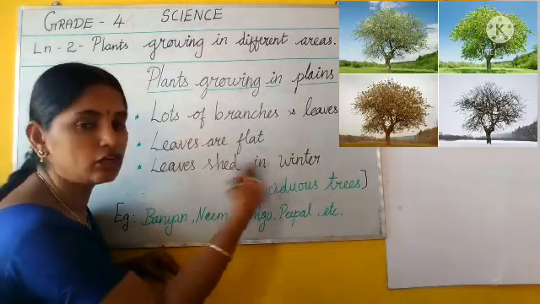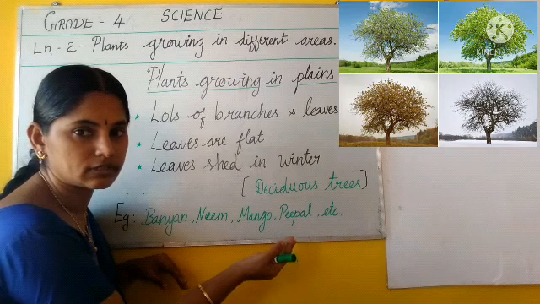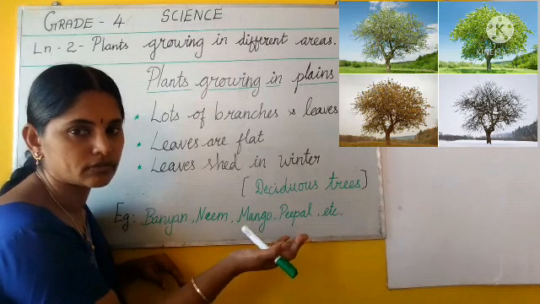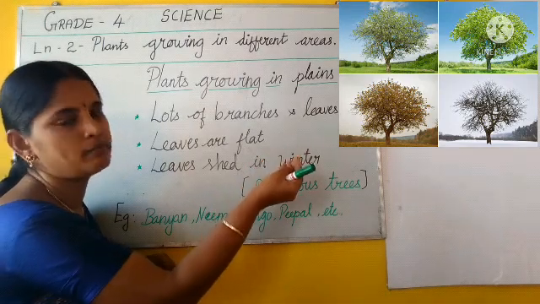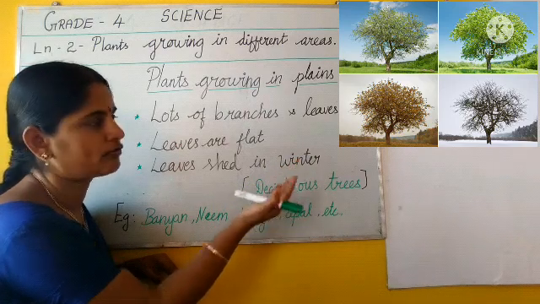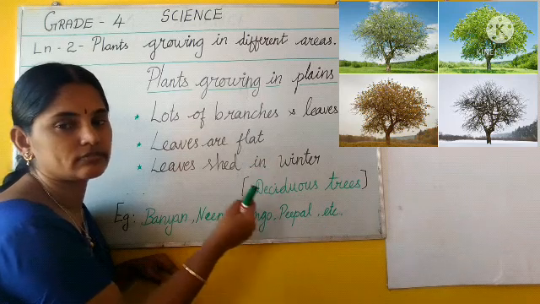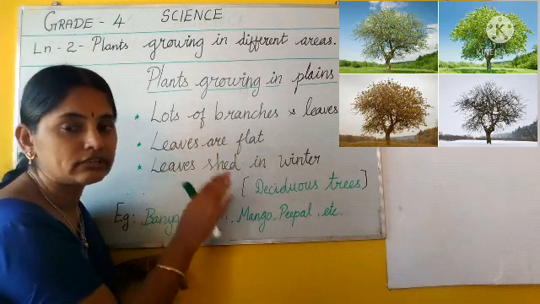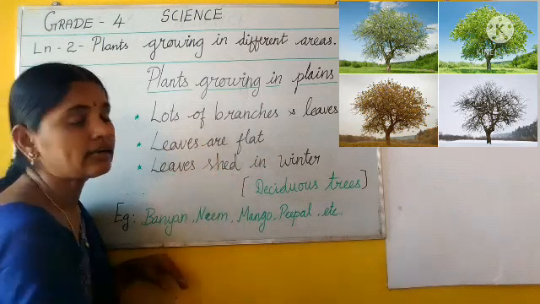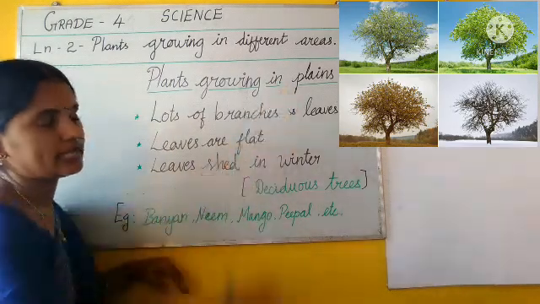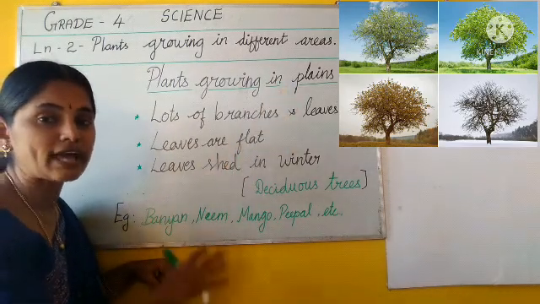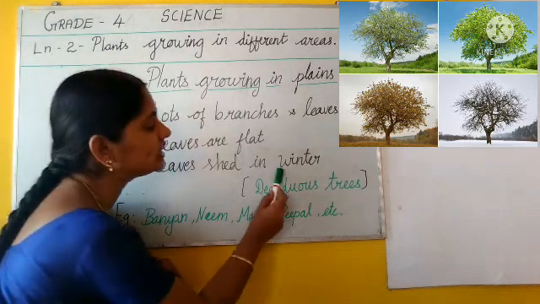Shed means what? They fall down. Leaves fall down. For 1 month or 40 days, the trees are there without leaves. During winter time, they shed their leaves. These plants, plain region, many of the plants shed their leaves during winter season.